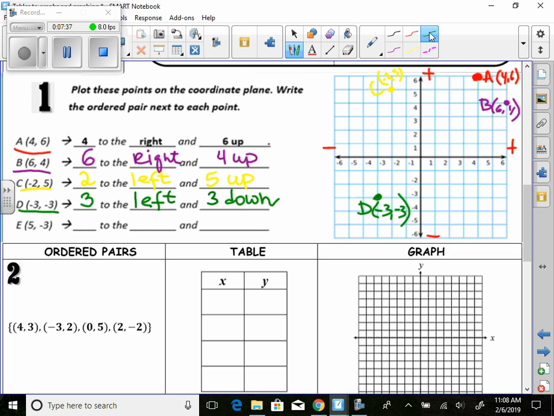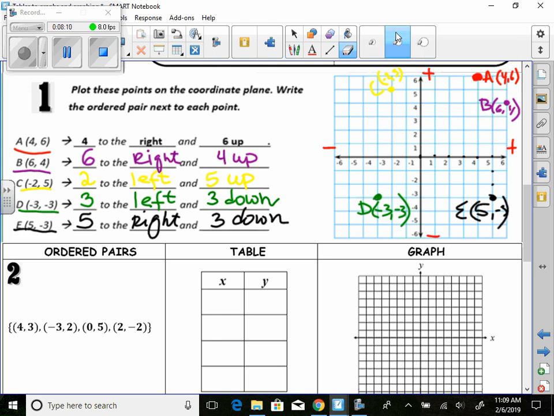And the last point we will plot together is E, 5, negative 3. X is positive, Y is negative, so we will end up in quadrant number 4. And we will go 5 to the right and 3 units down. Okay, so 5 to the right, 1, 2, 3, 4, 5, 1, 2, 3 down. Okay, and that's 5, negative 3. So that's how you graph.